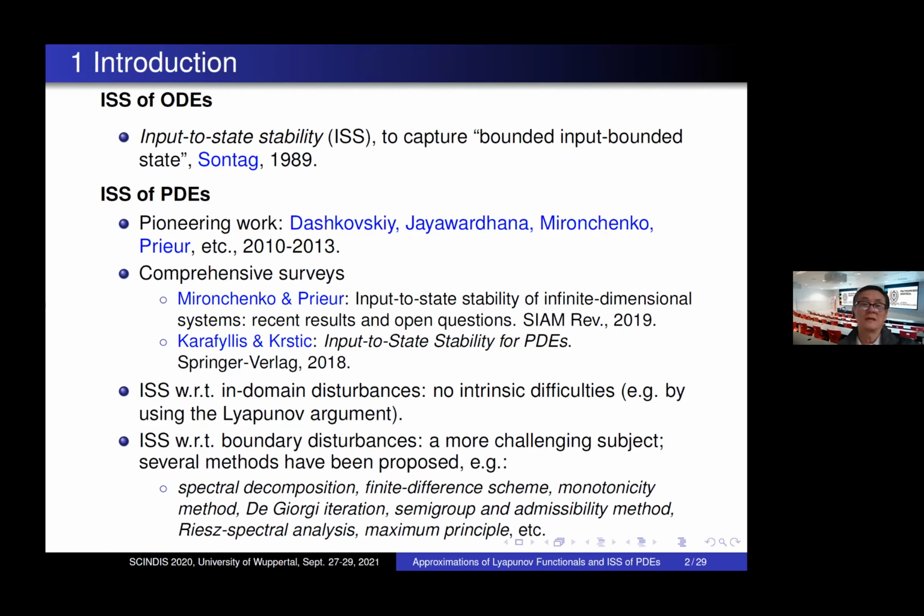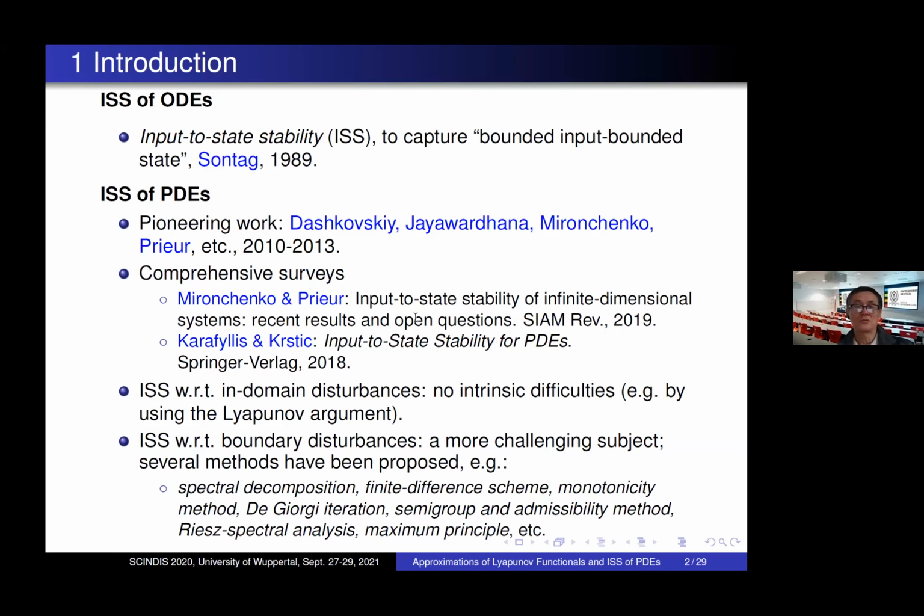They can be distributed over the domain. For this kind of problem, there are no fundamental difficulties in extending the notion of ISS. However, for disturbances located on the boundary, it is a more challenging problem. But this actually motivates many people to work on it, and they have obtained many interesting results, including someone in the audience. I just mention some of them; it's not a complete list.